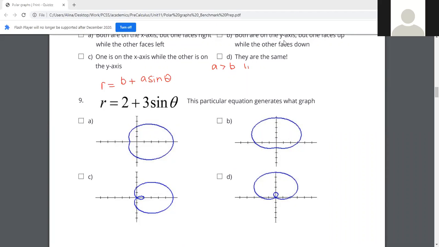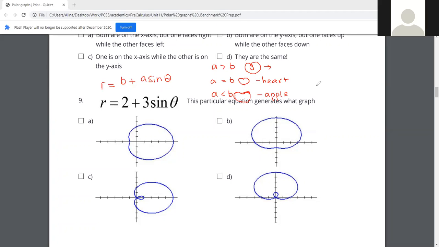Maybe I can do it as a picture, not as words, because maybe the picture means more. So it will look like that. If a equals b, it's a heart. And if a is less than b, it will be a dimpled limaçon, an apple. Well, my apple was pretty bad. Let me try another apple. Yeah, this apple is, whatever. I don't know if it's easier for you to memorize. Heart, apple.